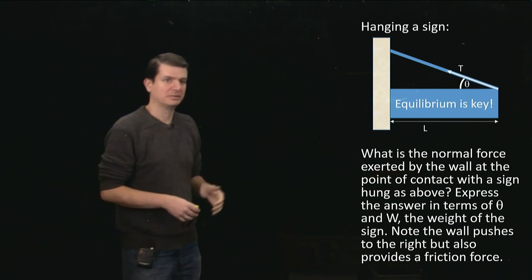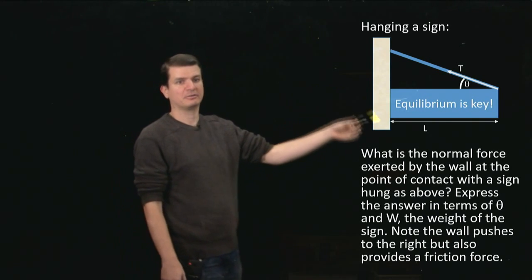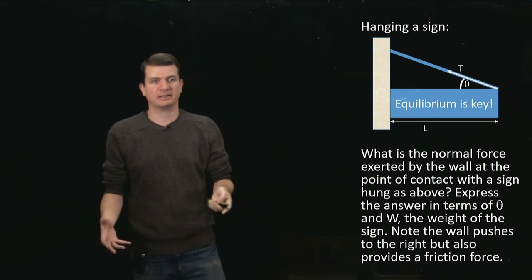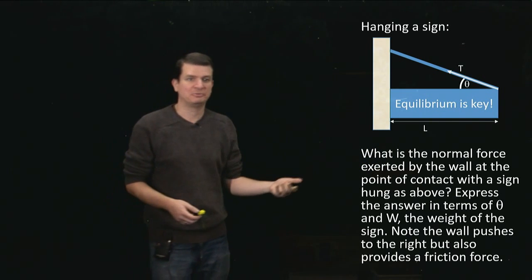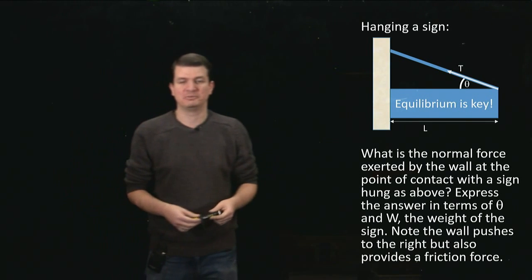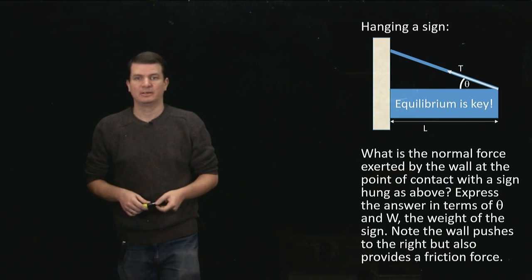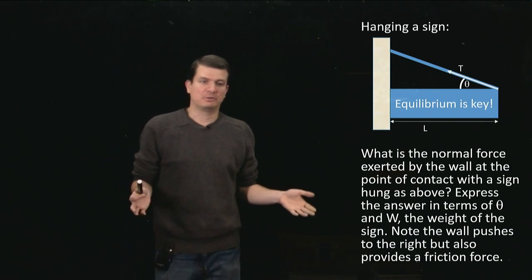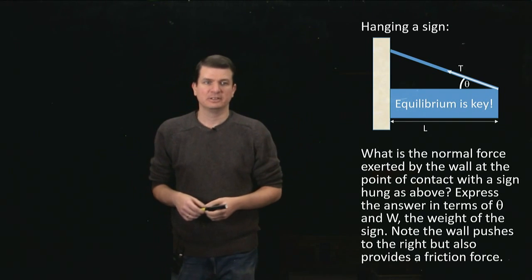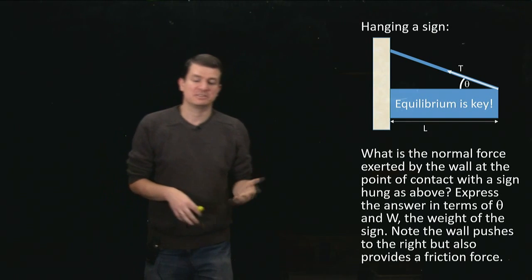So in this example, what we're going to be doing is hanging a sign. And what we would like to know is, okay, there's going to be some rope hanging on to the sign. The sign is then just loosely balanced against the wall, and there's some normal force exerted by the wall. And we want to know how much is that normal force exerted by the wall on the sign. We're going to want that in terms of the angle theta that this rope is making, and W, the weight of the sign.